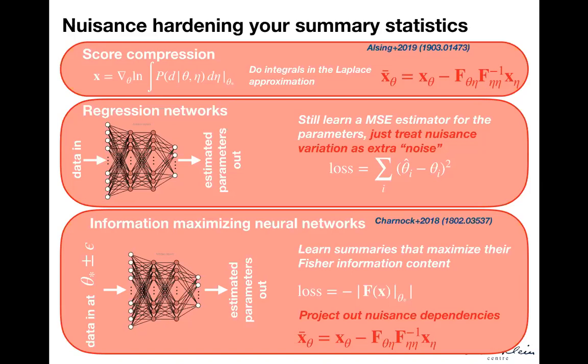For neural networks, it's much simpler. You just keep the nuisance parameters in your simulations and treat them as noise, just ignore them. So you just estimate the marginal posterior means. And for these information maximizing networks, you can use the same trick that we use for the score. You can use the inferred Fisher information that you estimate from your network to project out the nuisance dependencies. For us, this idea has been really powerful in allowing us to keep the dimensionality of both our parameter and our summary statistic space small, even when there are lots of nuisances that need to be marginalized over.